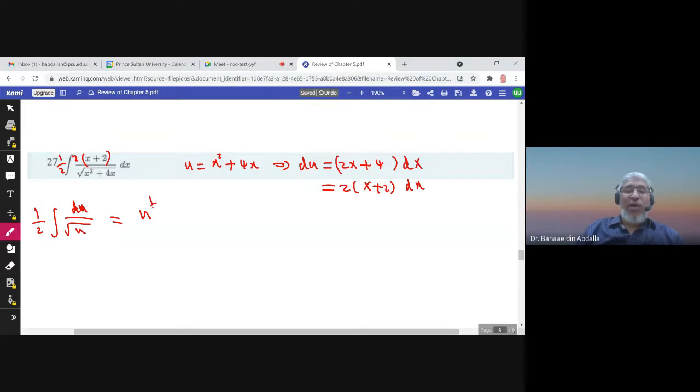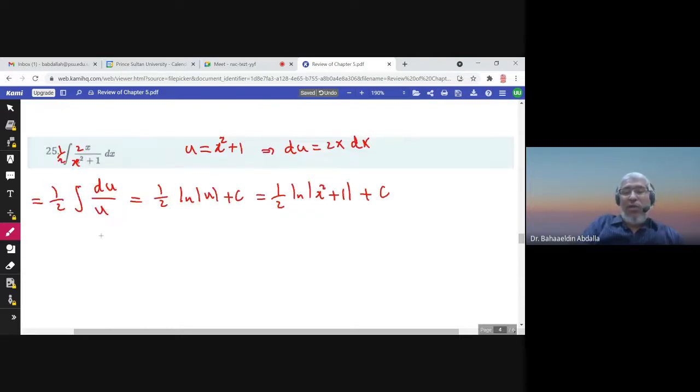So u to the power half over half, or multiplied by 2. And I have half, so they will be cancelled, and I will have square root of u, or square root of x squared plus 4x, because this is the definition of u. Don't forget plus c. Okay, here also we found the integral, so plus c. u to the power negative half, good. All right.